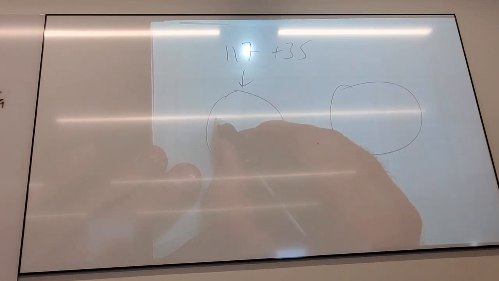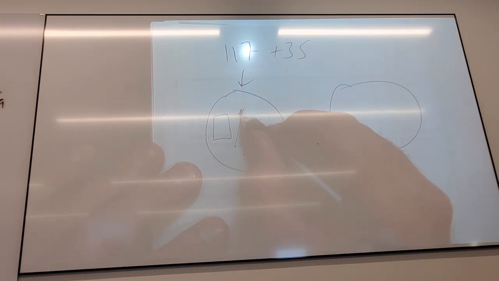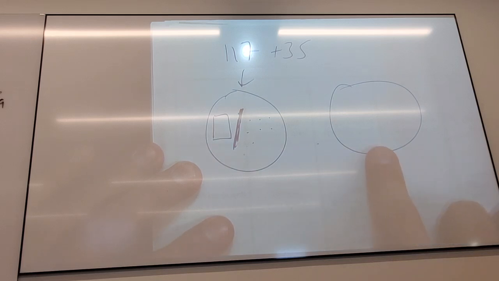So what's 117? One flat? One strip. One line? Yeah. And then 7 ones. 1, 2, 3, 4, 5, 6, 7. This poor little dude. Let's suck you in there. Okay. And then 35, of course, would be 3 longs and 5 units.